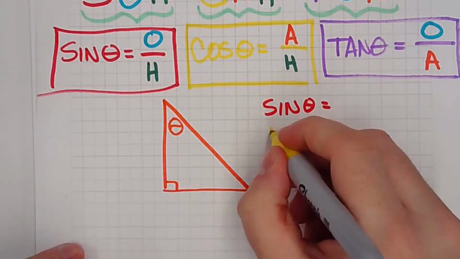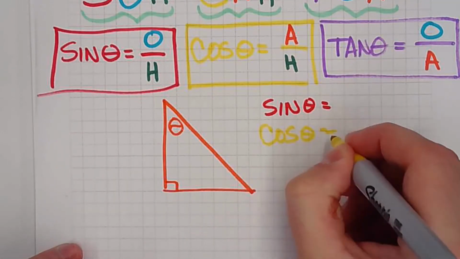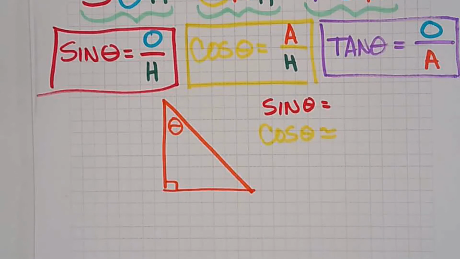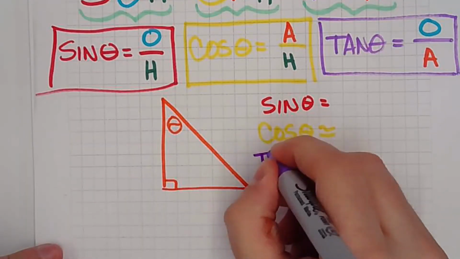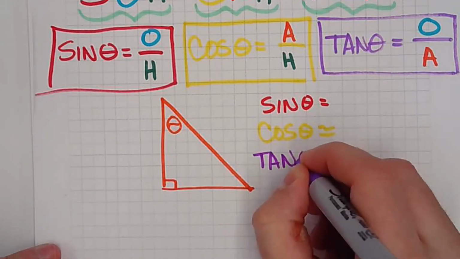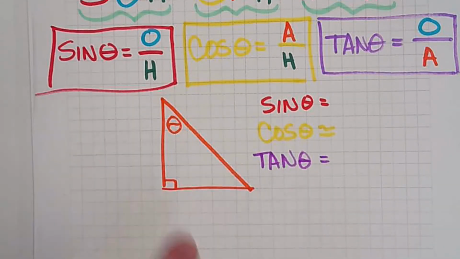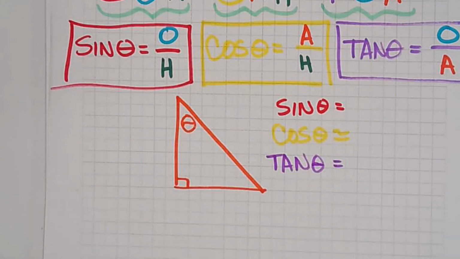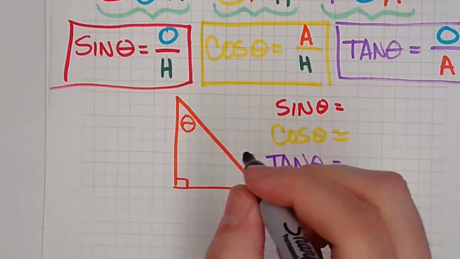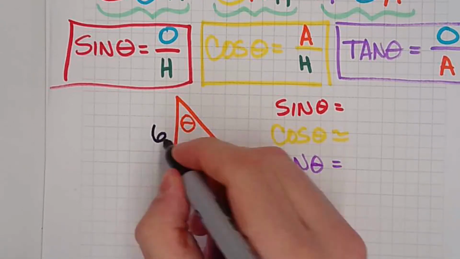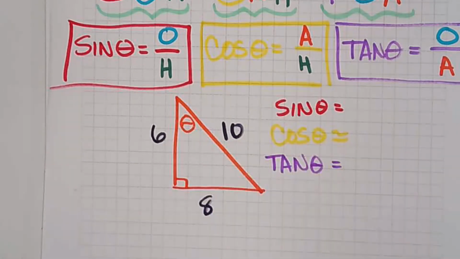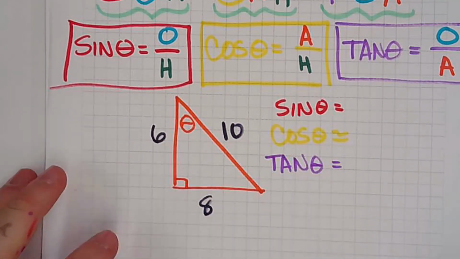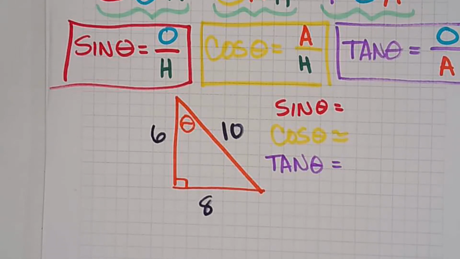The cosine of theta and tell me what it equals. And the tangent of theta and tell me what it equals. Can you do it right now, as is? Possibly. What are we missing? We need side lengths, right? We need side lengths. So I'm going to give some side lengths. How about, let's do 6, 8, and 10. Do that now. Tell me what the sine of theta is, the cosine of theta is, and the tangent of theta is.